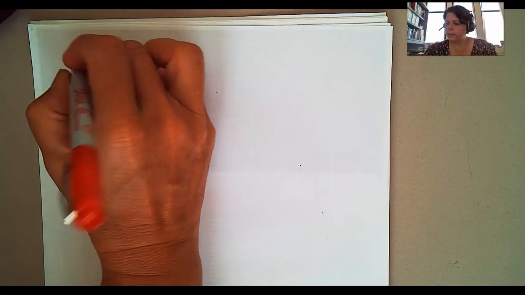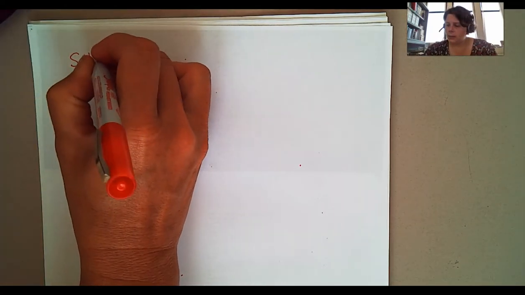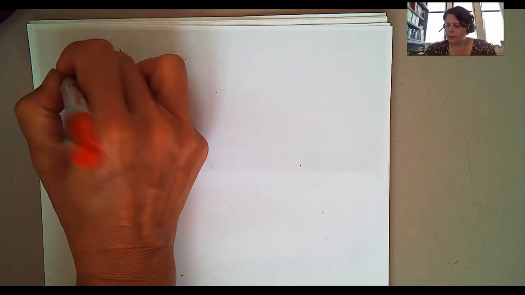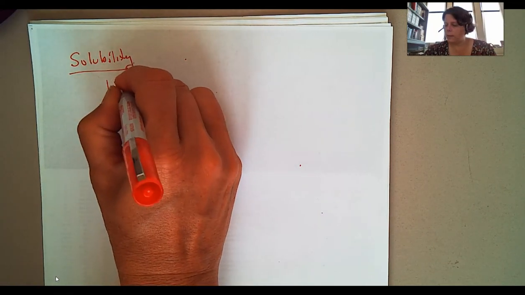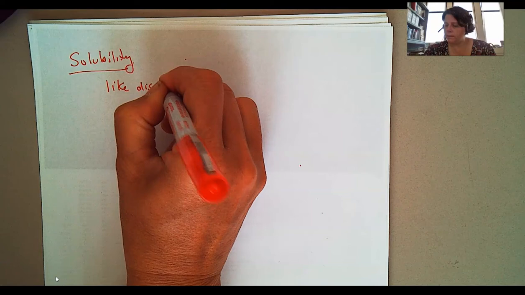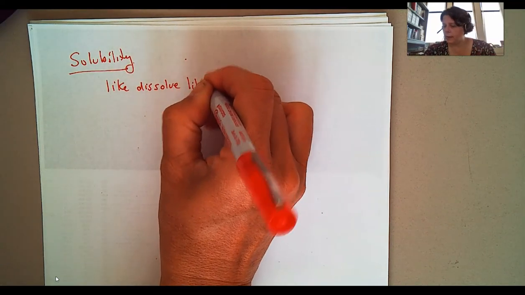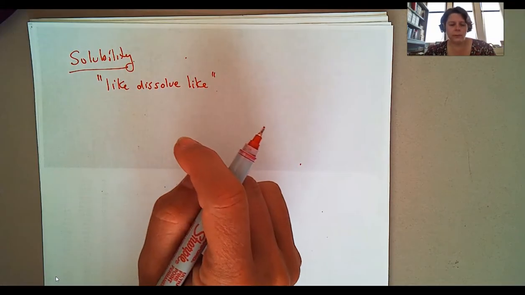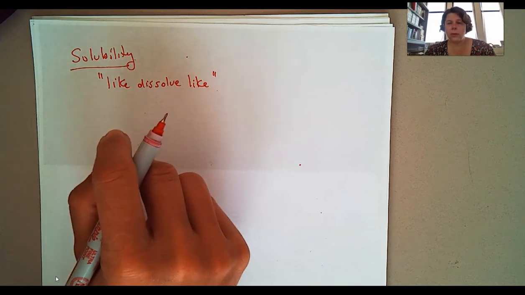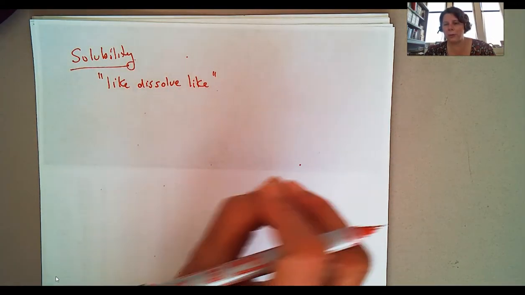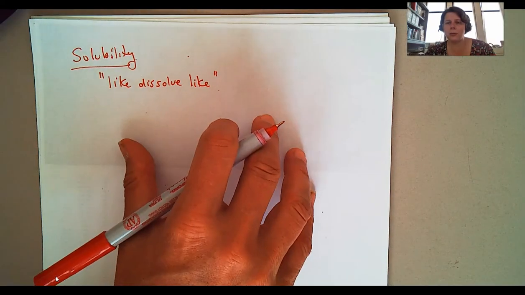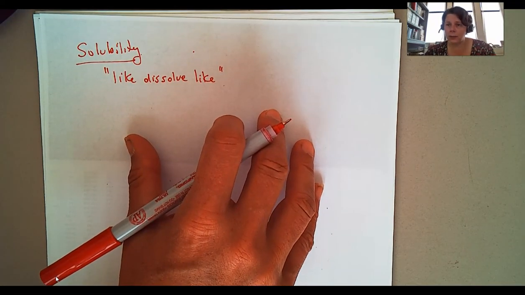Okay, so back again. The next thing we're going to talk about is solubility. So this is the basic adage of like dissolves like. This is very important. So a nonpolar molecule will dissolve a nonpolar molecule. A polar molecule will dissolve a polar molecule. So the closer they are to liking each other, the more their solubility increases.